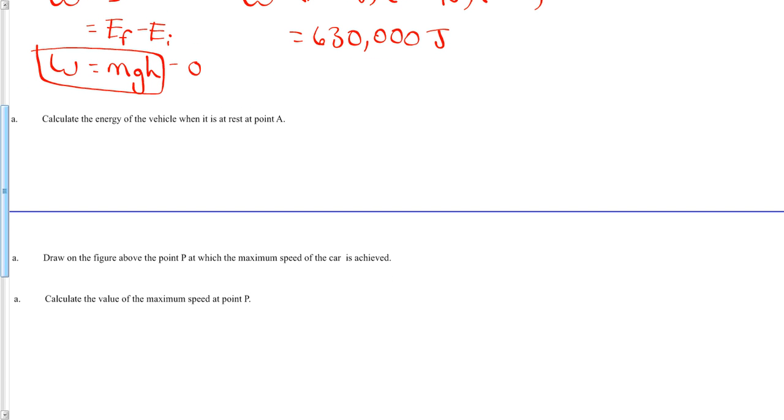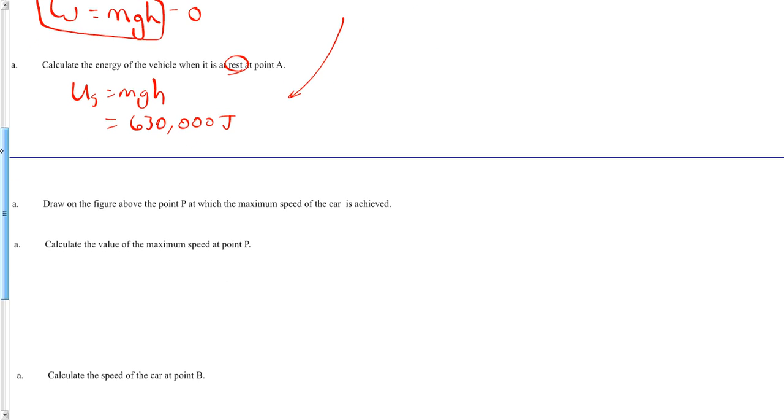Calculate the energy when it's at rest at point A. It's the same. Yeah, we just did that. Basically, we just calculated the potential energy at the top, which is the answer. So there's your gimme. You could say that an arrow would be sufficient here with the answer 630,000. That shows me that you know that you just calculated the potential energy, very specific, at rest at point A.